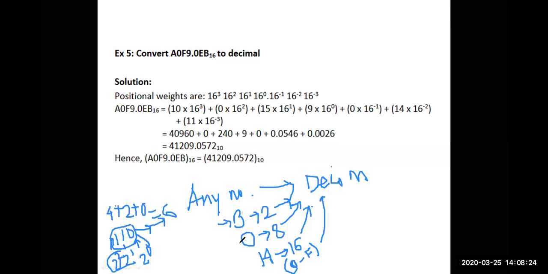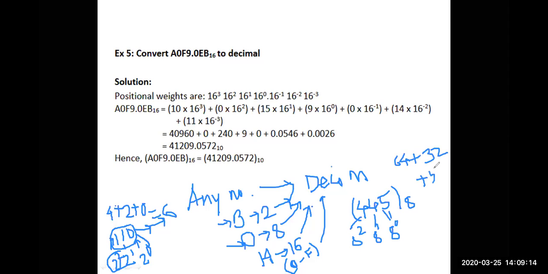The same thing can be done for an octal number. Suppose I have an octal number like this, 445. What will you do to convert this octal number into decimal? We should take the positional weights. Here the base was 2; now the base is 8, so 8 raised to 0, 8 raised to 1, and 8 raised to 2. Then multiply these digits. 8 raised to 2 is 64, 64 multiplied by 4 is 256. Plus 8 raised to 1 is 8, 8 multiplied by 4 is 32. Plus 8 raised to 0 is 1, 1 multiplied by 5. So the addition of all these numbers is the conversion into decimal.